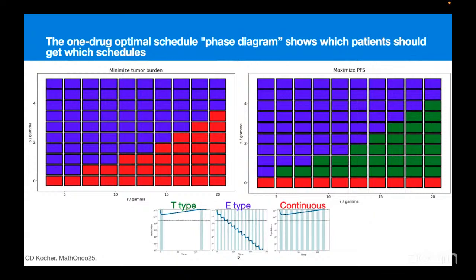You can see if you want to do a curative therapy and minimize the tumor burden, there are basically only two types of optimal strategies. You can do the continuous strategy, which works for certain values, and you can do the E-type adaptive therapy, which works for other values. If you want to maximize PFS, this T-type adaptive therapy comes in. It starts taking over for the continuous therapy because you can almost always elongate your PFS time by having more doses in at the end, instead of just continuously doing them.